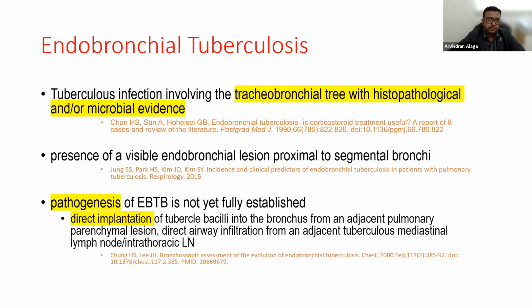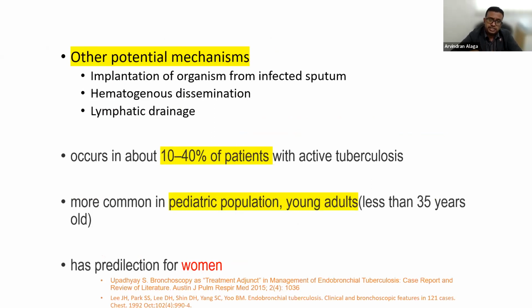Endobronchial tuberculosis is a tuberculosis infection involving the tracheobronchial tree with histopathological and microbial evidence. It should have a presence of a visible endobronchial lesion proximal to the segmental bronchi. The pathogenesis of endobronchial tuberculosis is not fully established, but the commonest postulated pathogenesis is direct implantation of tubercle bacilli into the bronchus from an adjacent pulmonary parenchymal lesion, or airway infiltration from an adjacent tuberculous mediastinal lymph node or intrathoracic lymph node. These are a few postulated theories. Other potential mechanisms are implantation of organisms from infected sputum, hematogenous dissemination, and lymphatic drainage.